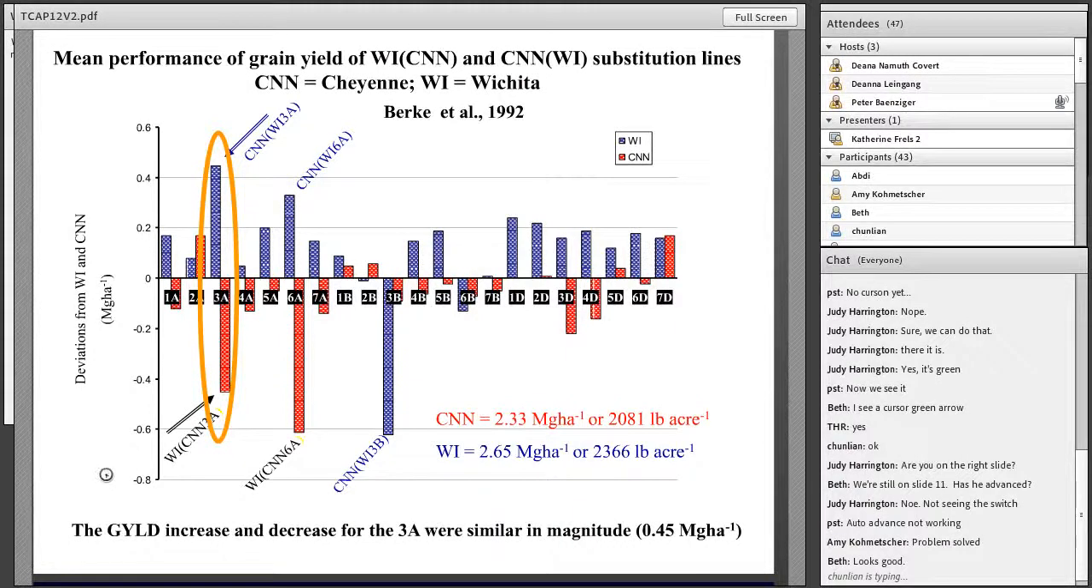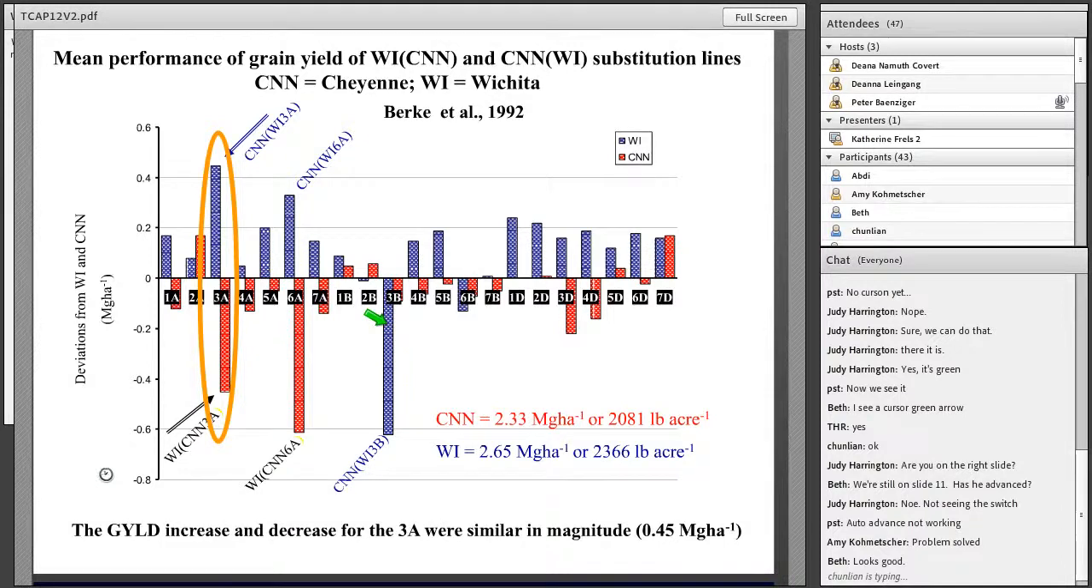Take Cheyenne 3A, put it in Wichita, which is the red line on the bottom, you get about a 15 to 17% yield decrease. If you look at 6A, again, Wichita 6A in Cheyenne, significant yield increase. Wichita, if you put Cheyenne 6A in, significant yield decrease. And then let's take a look at Cheyenne Wichita 3B.